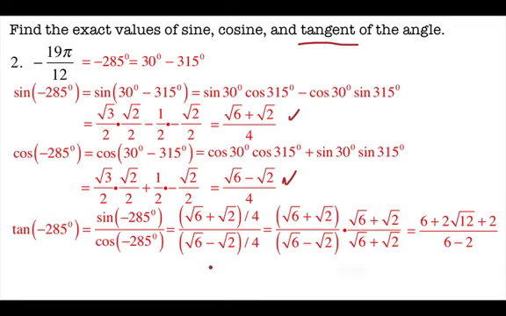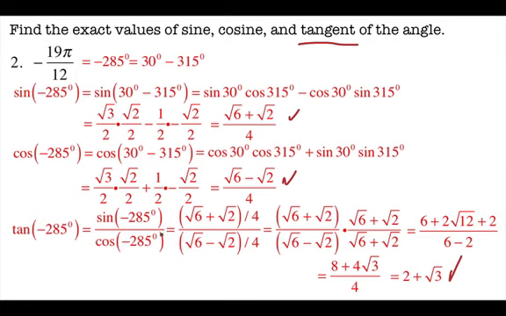From here I simplify. Common factor of 4, and that's how I get 2 plus radical 3. In other words, I divide the 4 into this first term, divide the 4 into the second term, and that's how I end up with this. So we're done with number 2. This is the answer for tangent of negative 285.